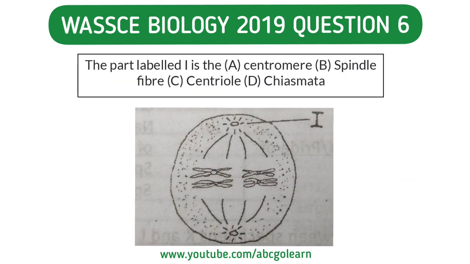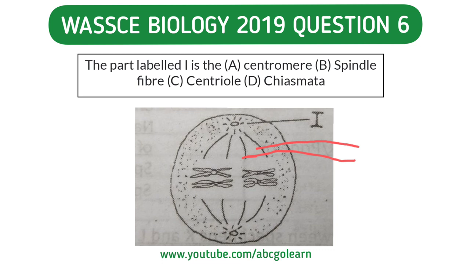Question number 6 of WASSCE Biology 2019 says, the part labeled I is the A, centromere, B, spindle fiber, C, central, D, chiasmata. So when we're talking about centromere, let's talk about centromere. Centromere is a region of a chromosome to which the microtubuli of the spindle attach during cell division. Talking about a spindle fiber, I've already told you before, but talking about it now, this is the spindle fiber. This is what we call spindle fiber. So just note that.